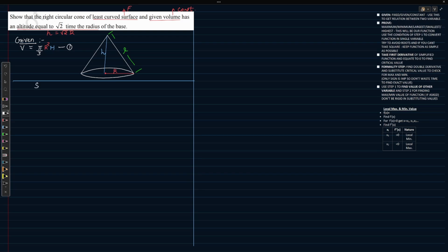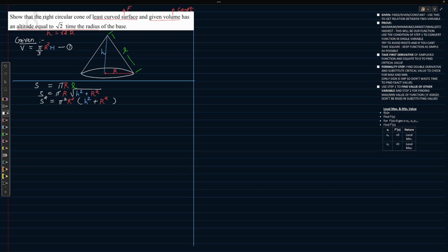Curved surface area of cylinder, or sorry, cone will be pi into R into L. Instead of L, we can write under root of H square plus R square. Because we have a root, we'll take square on both sides and we'll get S square equals pi square R square inside the bracket H square plus R square. We'll expand the bracket and we'll get, okay.